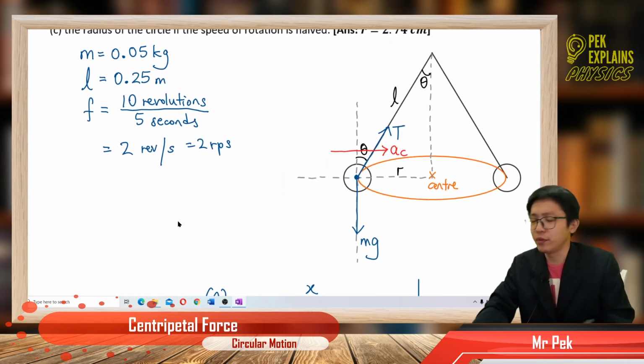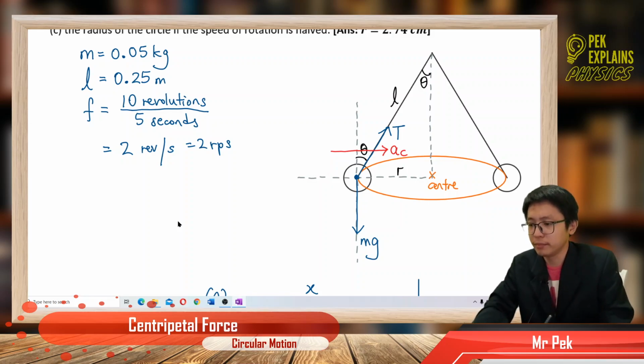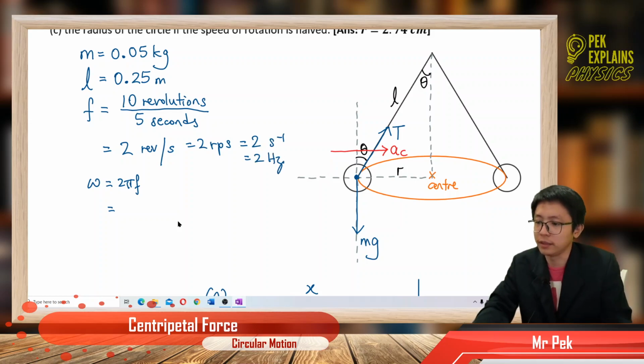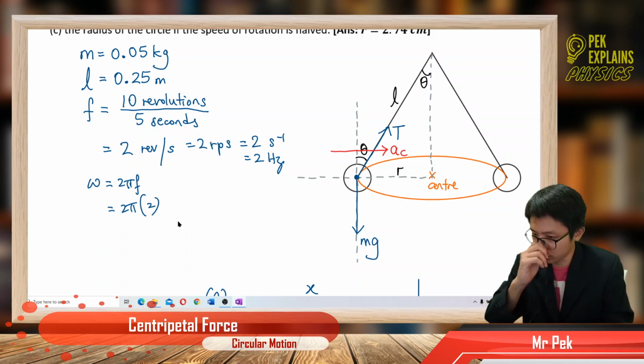Now, believe me, if you have frequency, it's better you straight away find the omega. You can find omega once you have frequency. Omega is 2 pi f. The frequency also can be written as 2 per second, or also can write as 2 hertz. These are all the units. All right, so 2 pi f. So f is 2.